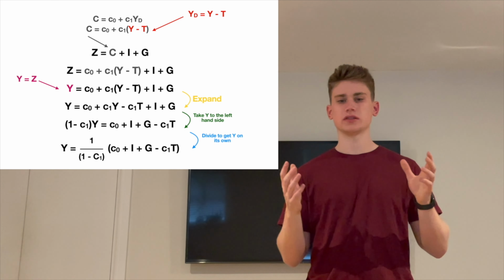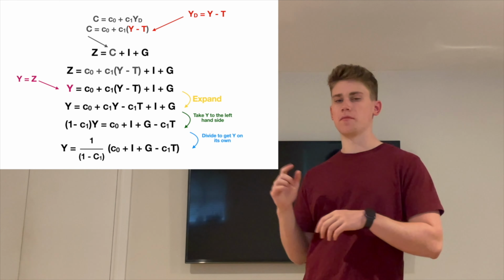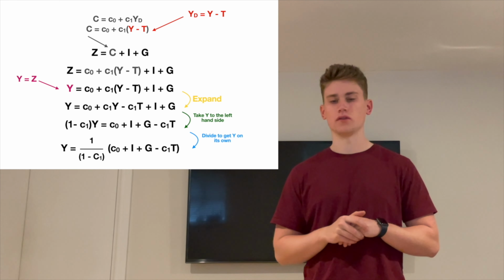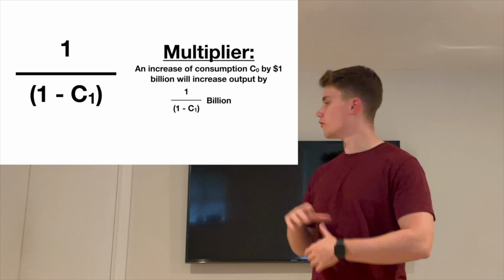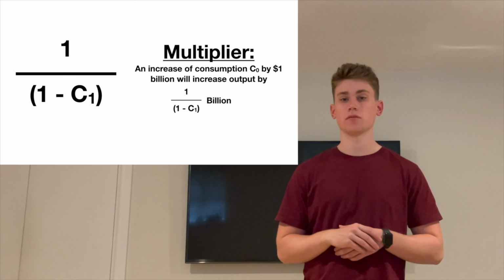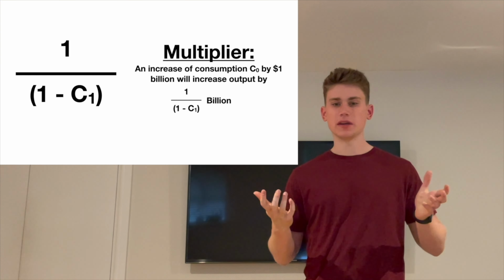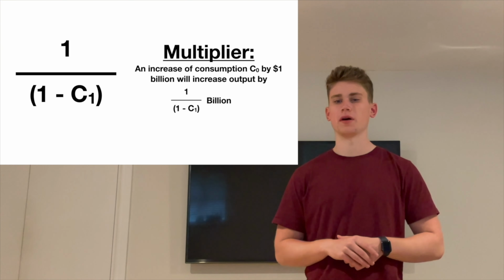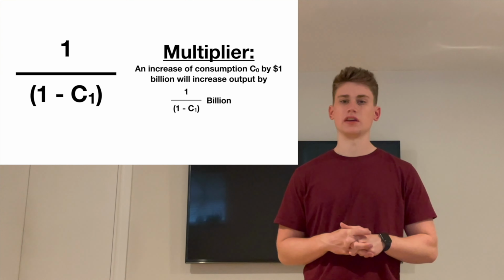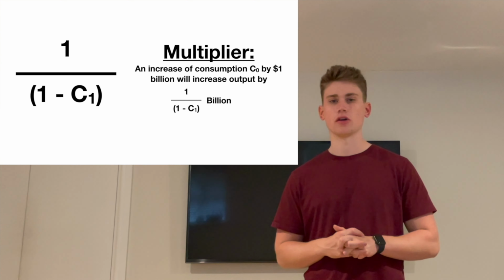What you'll notice at the start is you've got 1 over 1 minus C1, which is 1 over 1 minus the marginal propensity to consume. And that is our multiplier. The multiplier is either 1 over 1 minus your marginal propensity to consume, or just 1 over your marginal propensity to save. All it means is if we were to increase our autonomous spending C0 by a billion, then we would see an increase of 1 over 1 minus C1 billion pounds in the economy.